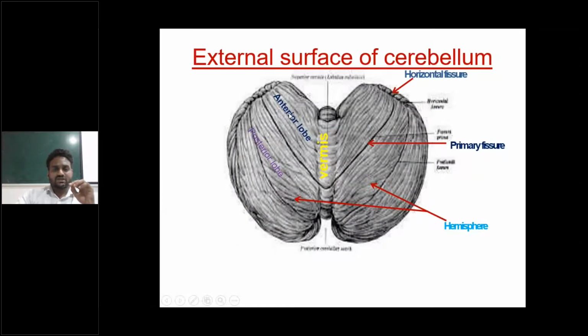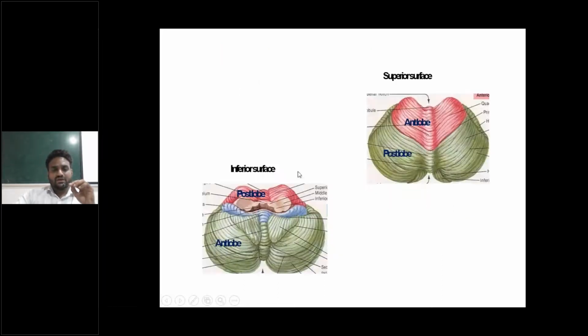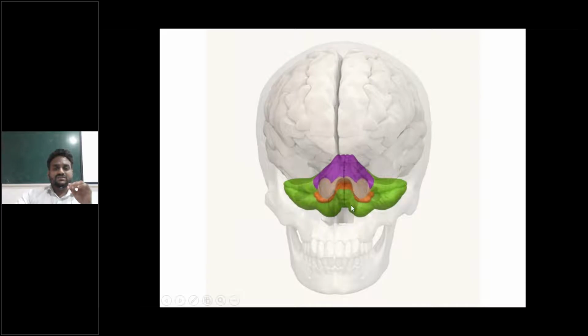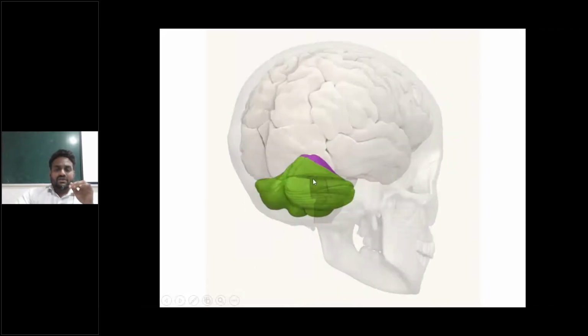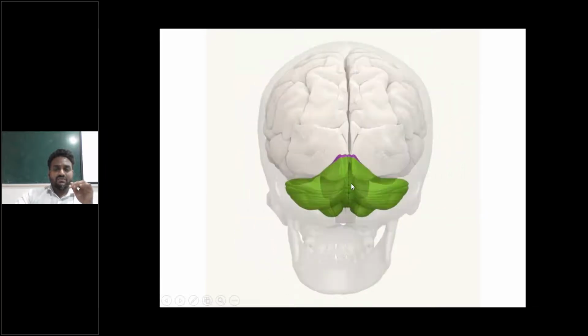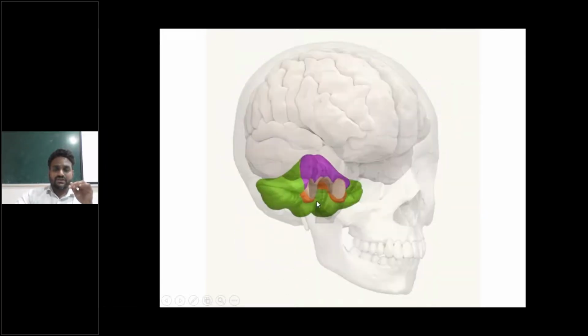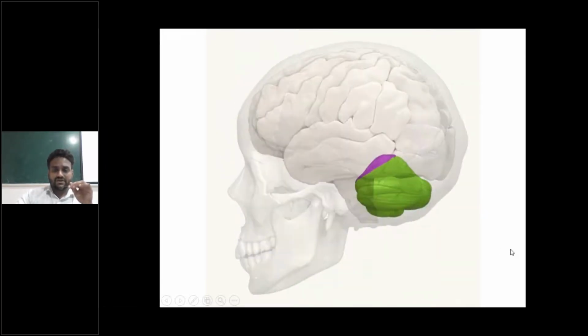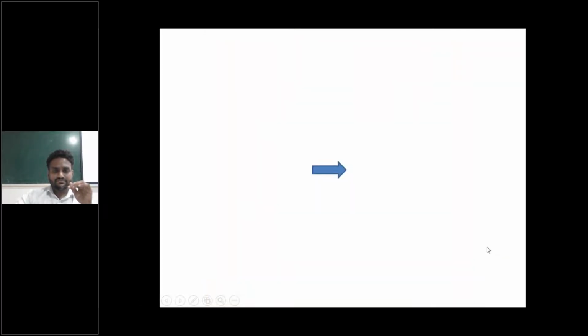So in this picture, we can see the lobes: anterior lobe, posterior lobe, and in the middle, vermis. And this is the superior view and inferior view. In the inferior view, you can see the notch. This one is called vallecula. And in this picture, we can see the 3 lobes of the cerebellum: violet color anterior lobe, green color middle or posterior lobe, and orange color flocculonodular lobe. 3 lobes.